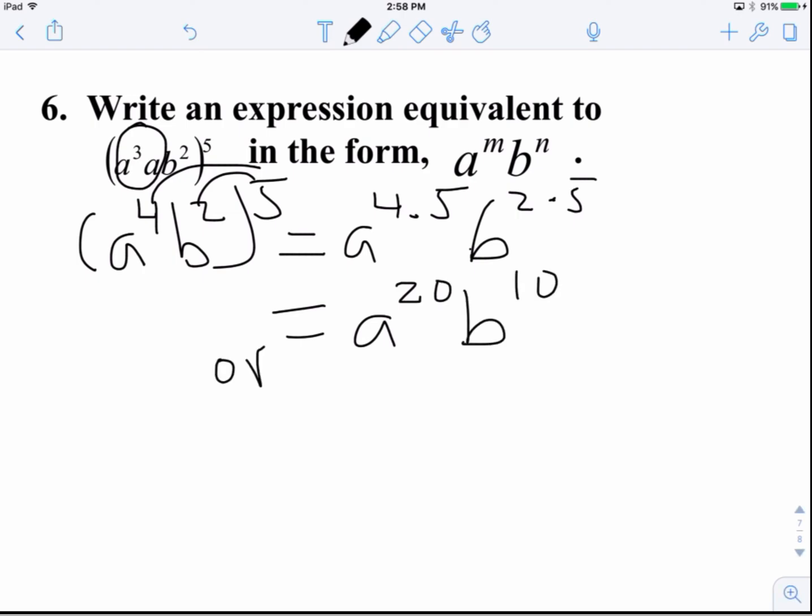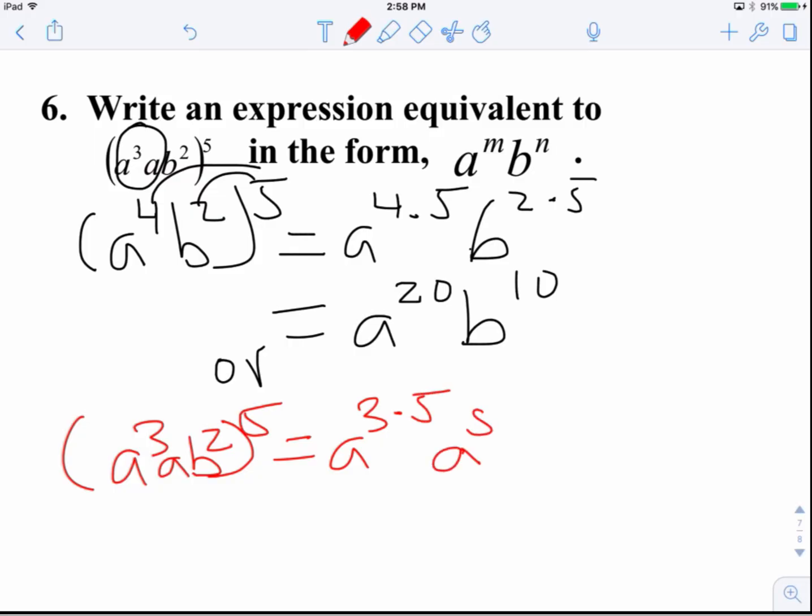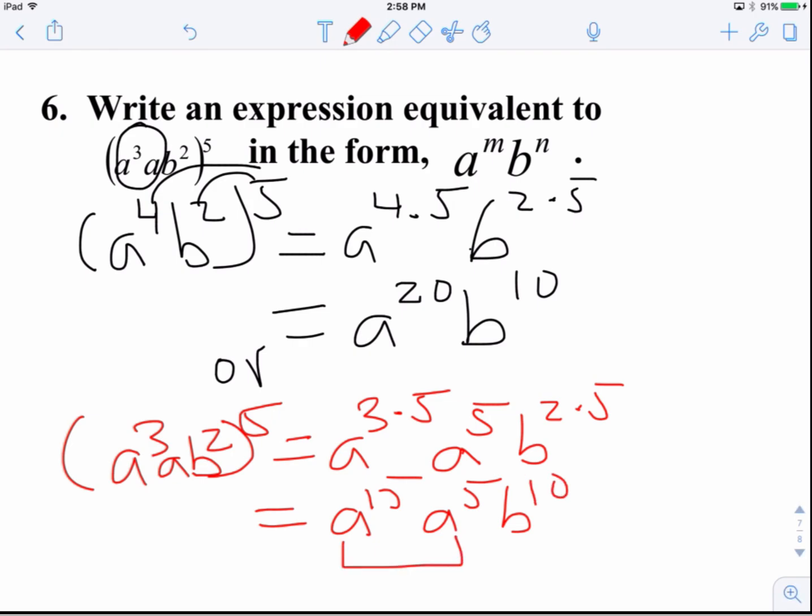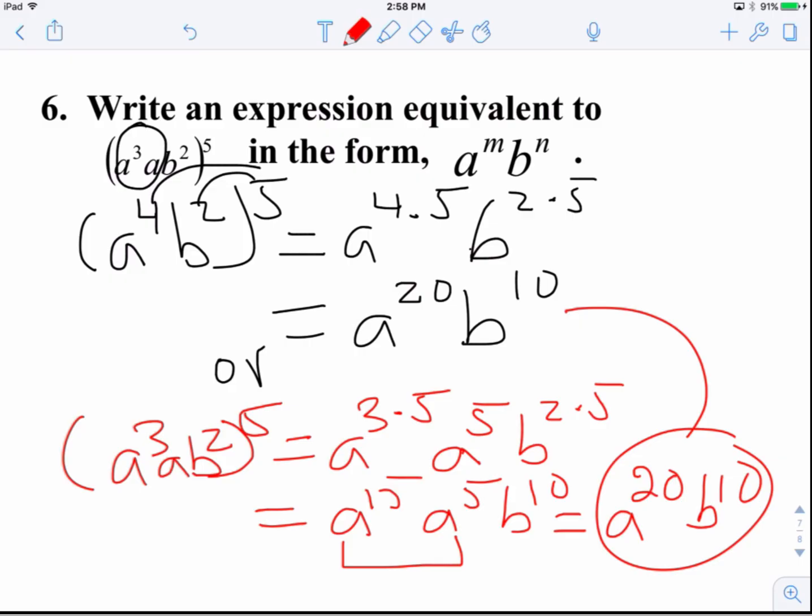Or we can do this. So we have a to the third power, a b squared raised to the fifth power. So this gives us a to the 3 times 5, a to the fifth power, b to the 2 times 5. So this gives us a to the 15, a to the fifth, and b to the 10. And since these two bases are the same, we add the exponents. So a to the 20th power, b to the 10th power. So these two answers are the same.